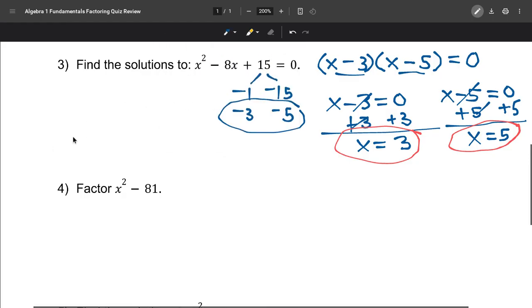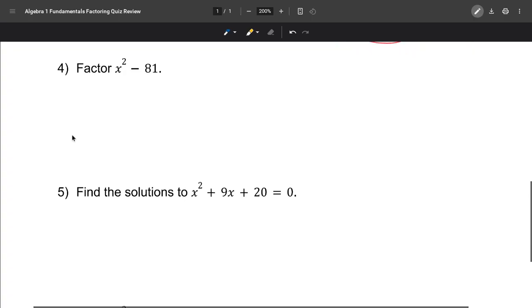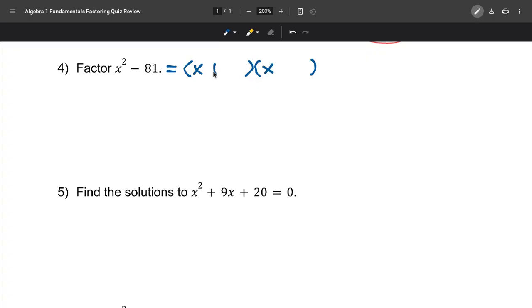In problem 4 here, we are factoring, again, a difference of squares problem. So take the square root of x squared, which is x. So we'll write x here and here. Then take the square root of 81, which is 9. So we're going to write plus 9 and minus 9. And that's our solution for this one.